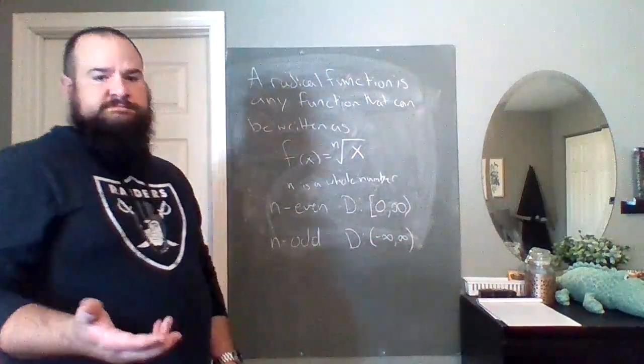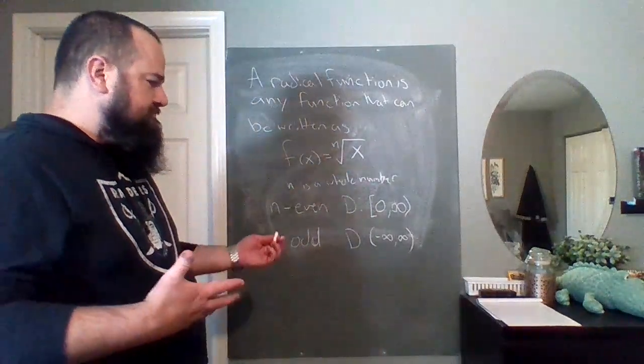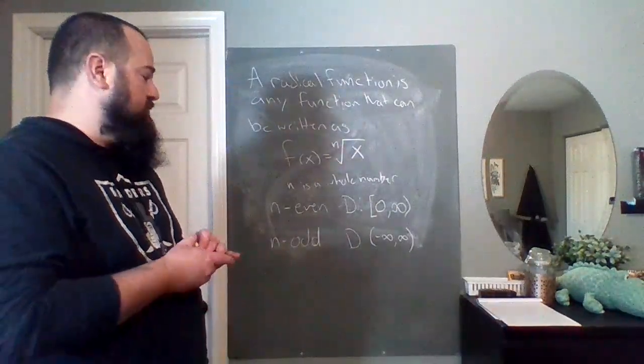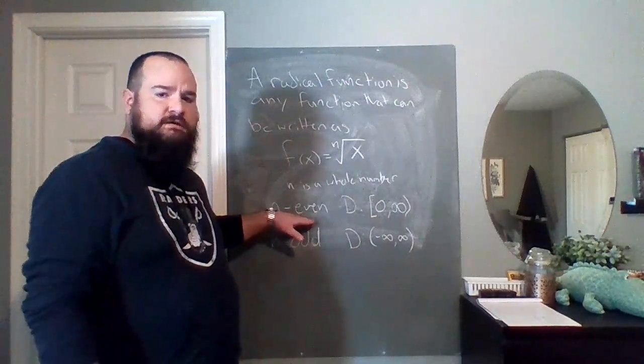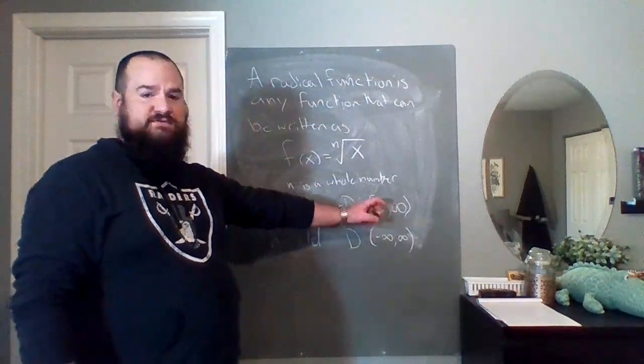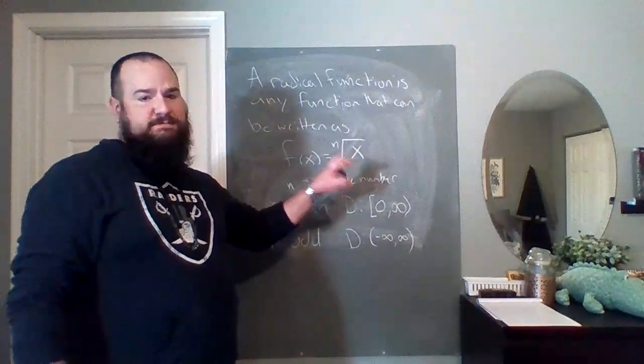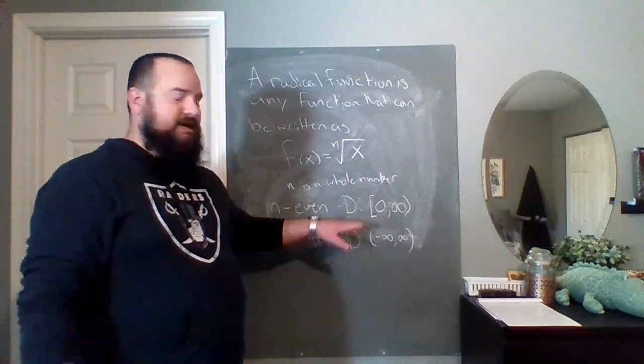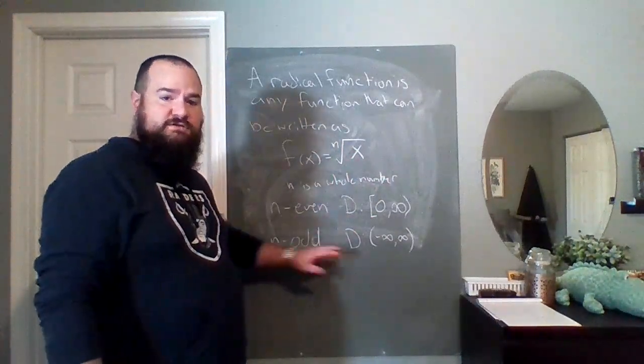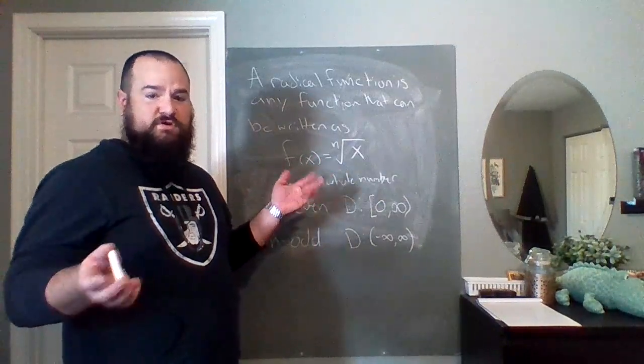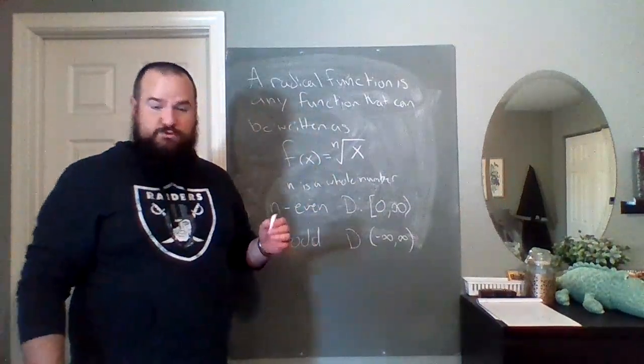is everything. And so that's really the big takeaway here. If n is even, then our domain can only be positive numbers. In other words, the radicand has to be positive. Whereas if n is odd, the domain can be anything. We can take the odd root of anything.